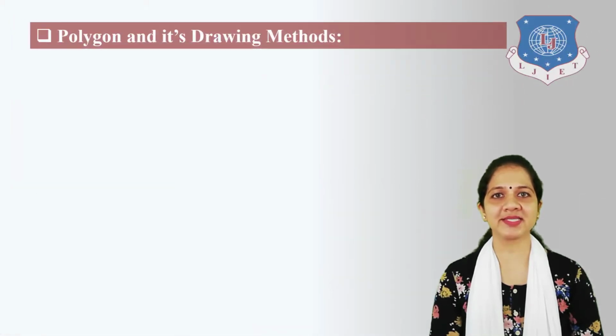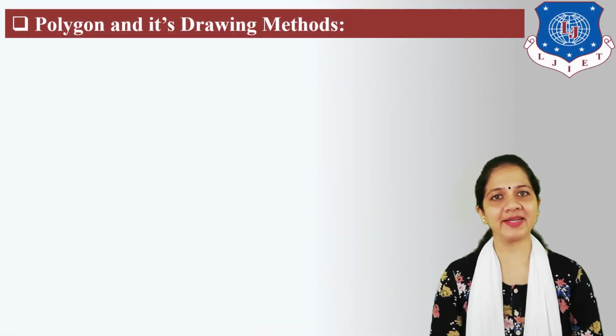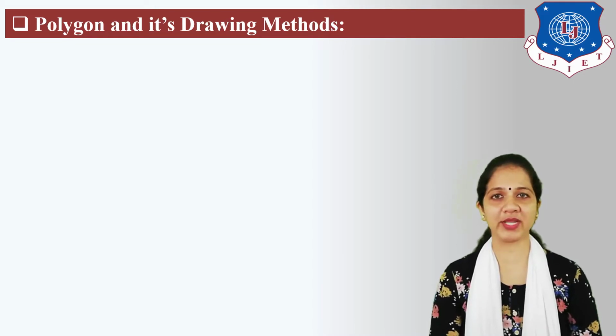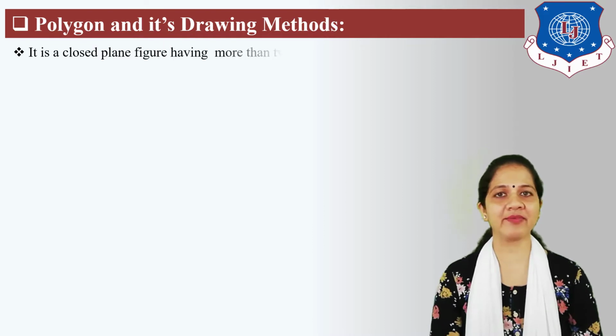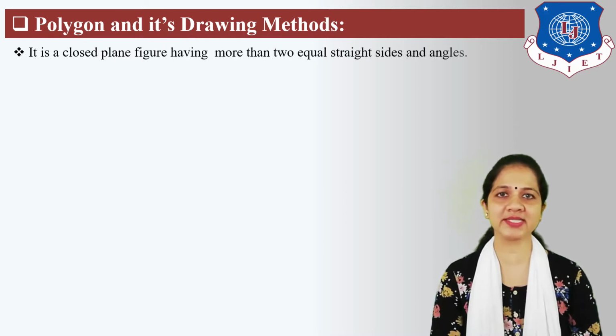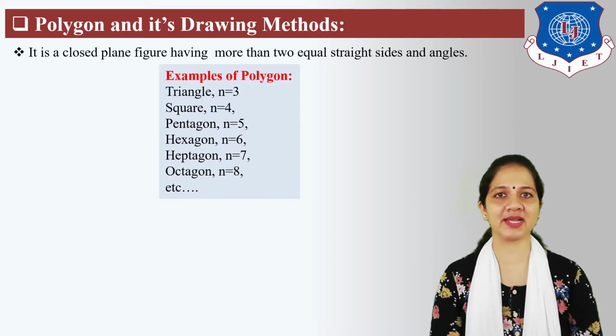So let us discuss polygon and its drawing method. Now, what is polygon? It is a closed plane figure having more than two equal straight sides and angles. Example of polygons are triangle n is equal to 3. Here n indicate number of equal straight sides.